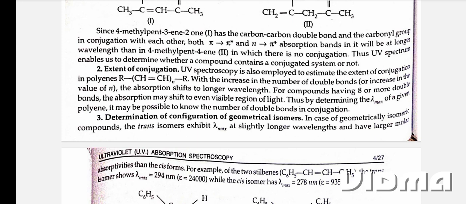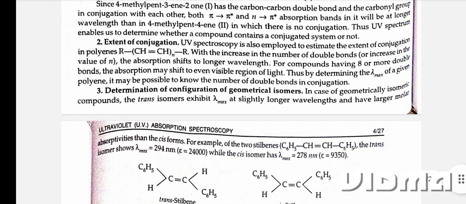Extent of conjugation. UV spectroscopy is also employed to estimate the extent of conjugation in polyenes. With the increase in the number of double bonds, the absorption shifts to longer wavelength. For compounds having 8 or more double bonds, the absorption may shift even to the visible region of light. Thus, by determining the lambda maximum of a given polyene, it may be possible to know the number of double bonds in conjugation.